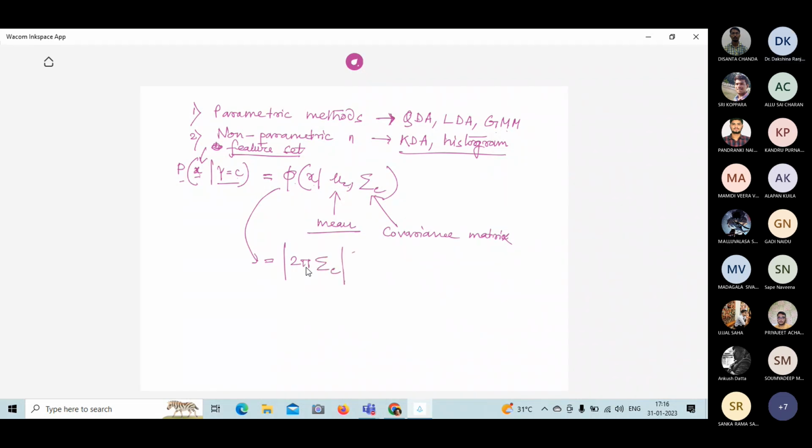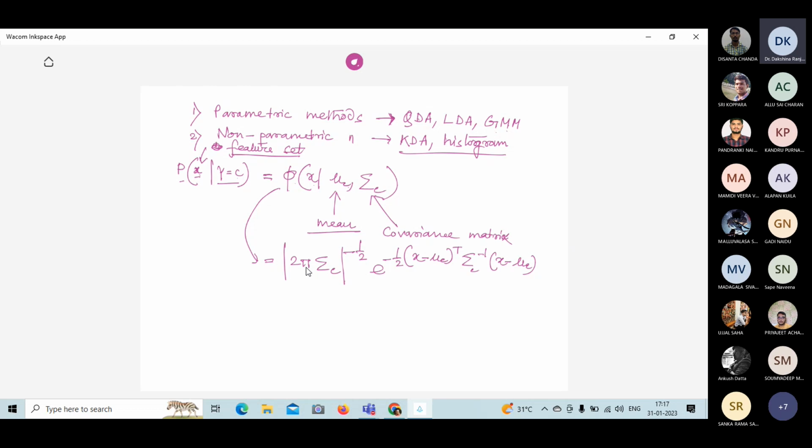sigma c to the power minus half, then e to the power half x minus mu c transpose sigma c inverse x minus mu c. So here we are considering a single variable function. This Gaussian density is considered as the univariate function where x is the only variable.